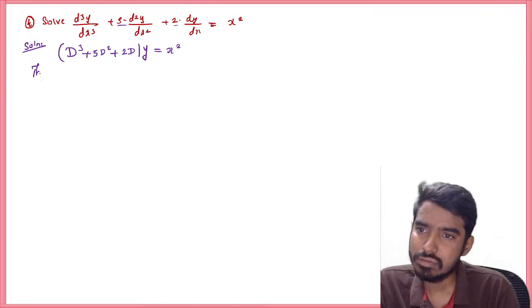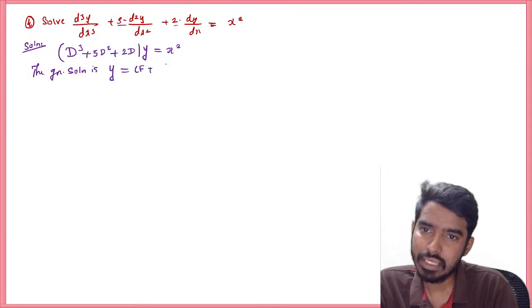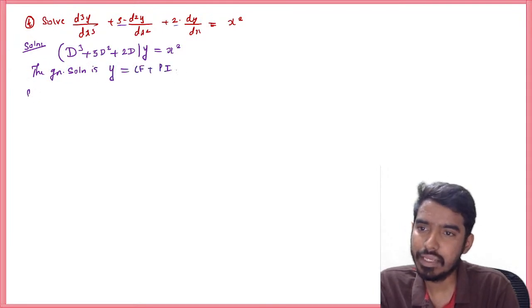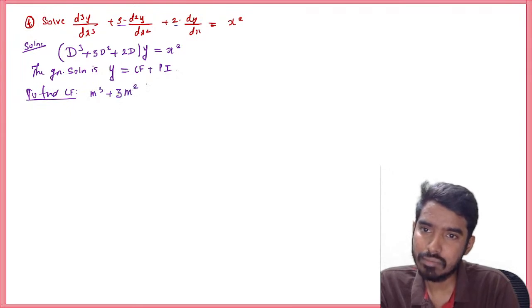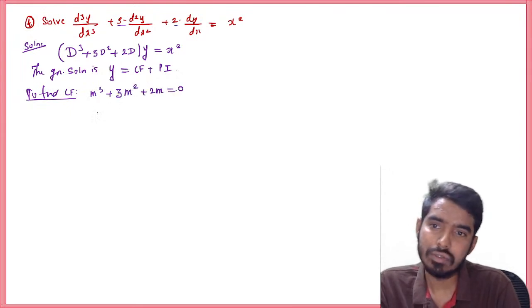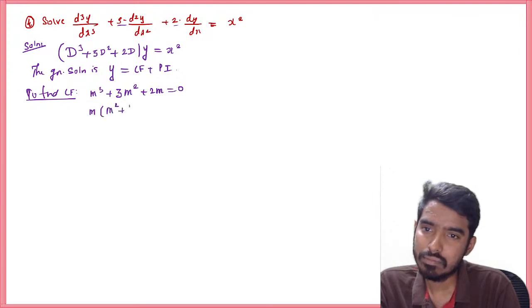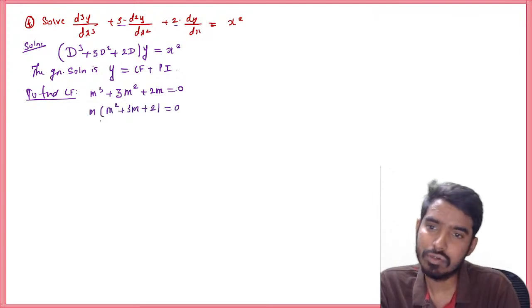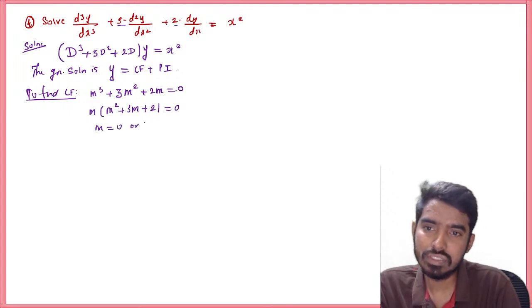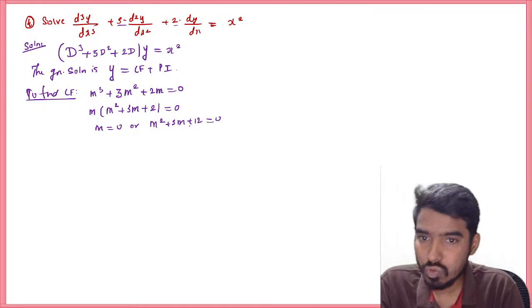So we will find the general solution. The general solution is given by y is equal to CF plus PI, right? So now first we will find CF. To find CF, it is given by the roots of m cube plus 3m square plus 2m is equal to 0, right? If I take m common, we will have m square plus 3m plus 2 is equal to 0. So m is equal to 0 is one root, or m square plus 3m plus 2 is equal to 0. Now solve this equation, you will have the roots.